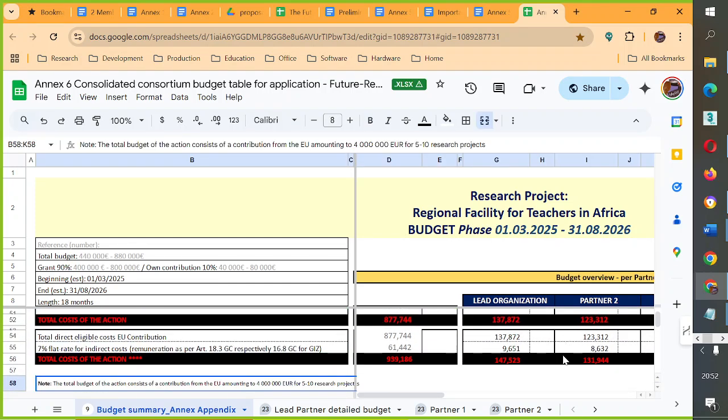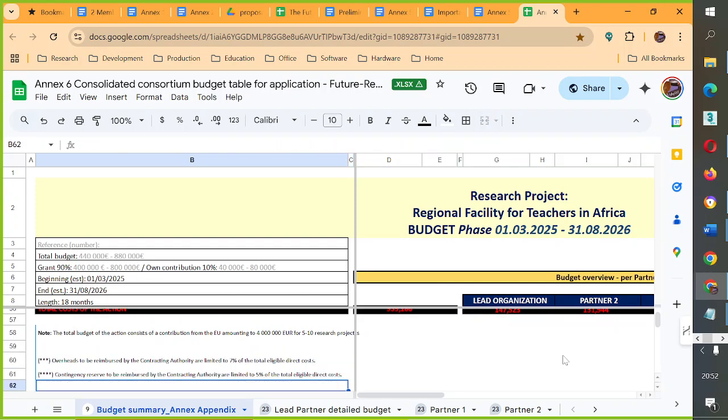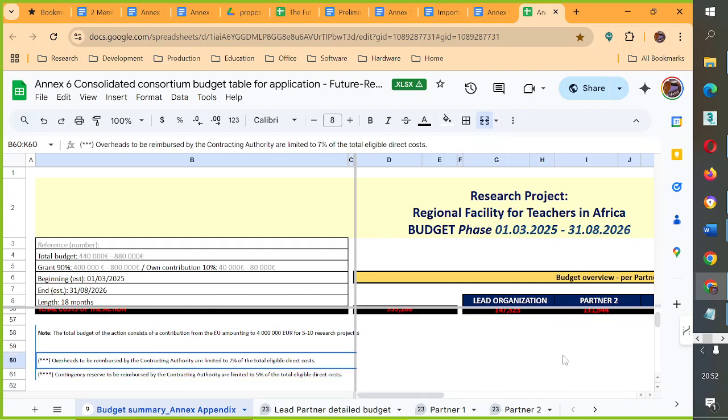Well, they have the 3 asterisks, the 4 asterisks. The 3 asterisks means overheads that will be reimbursed by the contracting authority, and they are limited to 7%. And then the 4 asterisks are contingency reserve to be reimbursed by the contracting authority and are limited to 5%.